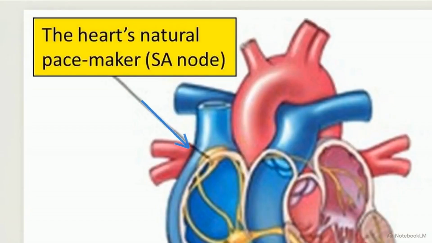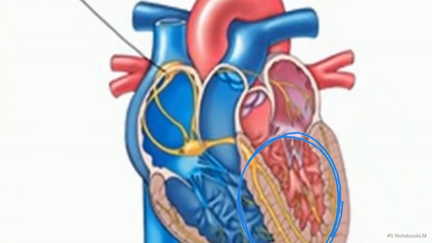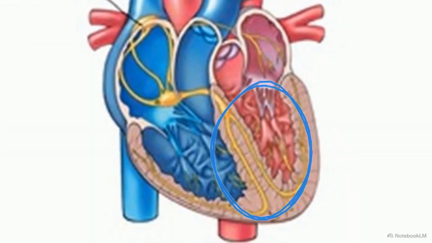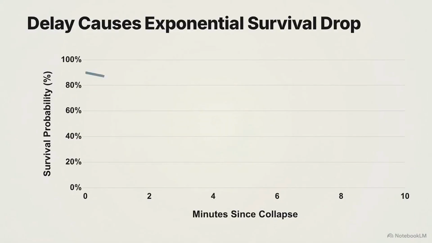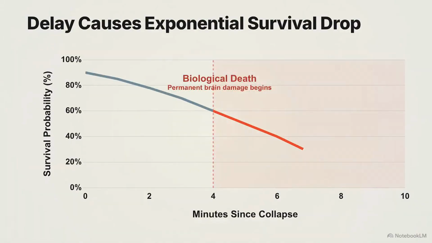Sudden cardiac arrest is different. Here, the heart's internal pacemaker, the SA node, malfunctions. The orderly electrical signals turn into chaotic, irregular impulses, called ventricular fibrillation. The heart completely loses its ability to pump blood to the rest of the body. This chart maps the raw mathematical reality of that electrical failure.